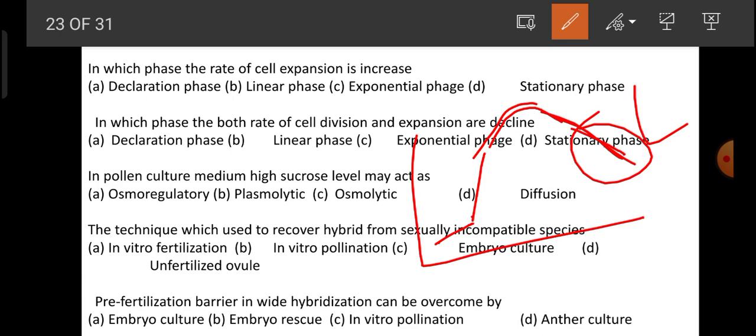Here, as we discussed earlier also, it acts as an osmoregulator. Okay, sucrose acts as an osmoregulator, meaning keeping the osmotic potential balanced.